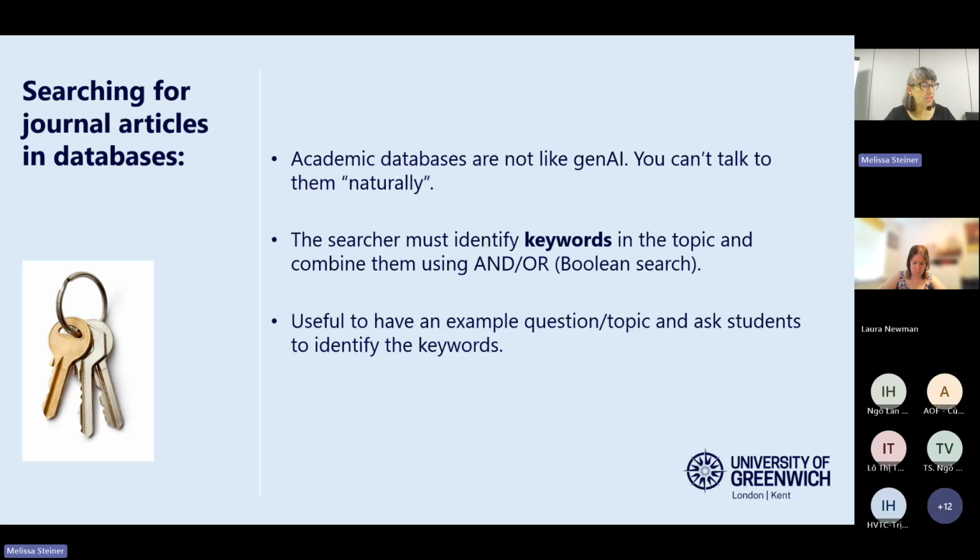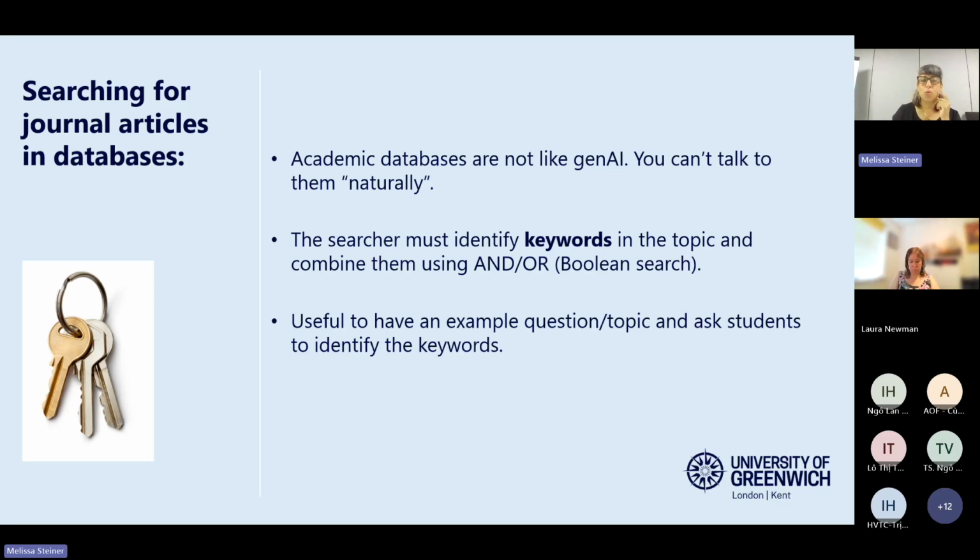Okay, so we're going to move on to how we teach students to search for journal articles in databases. The thing that I've mentioned a few times already that is difficult for students is the fact that academic databases don't work like generative AI. You can't talk to it naturally. Whereas a student might have an assignment topic or a question and they can type that into ChatGPT as a normal question, they can't do that with an academic database. They need to use keywords in order to search an academic database. So this is often the first hurdle that students need to overcome in order to know how to use our library systems properly.